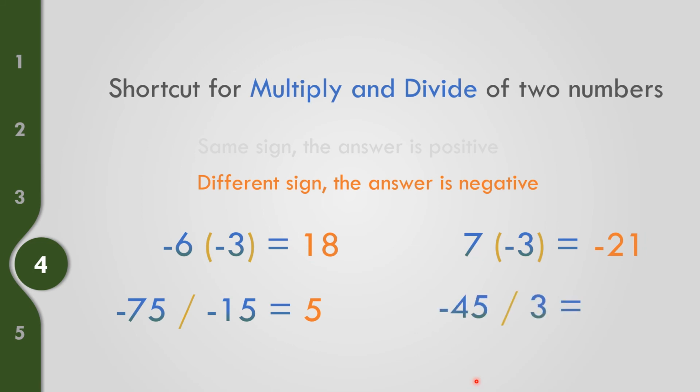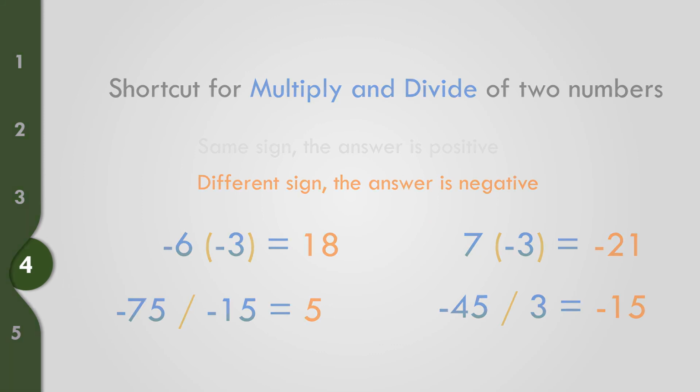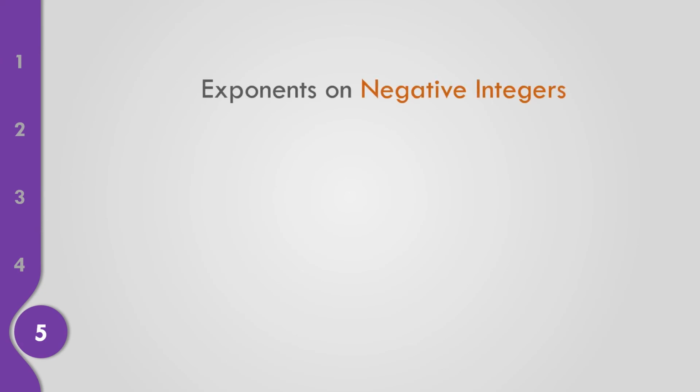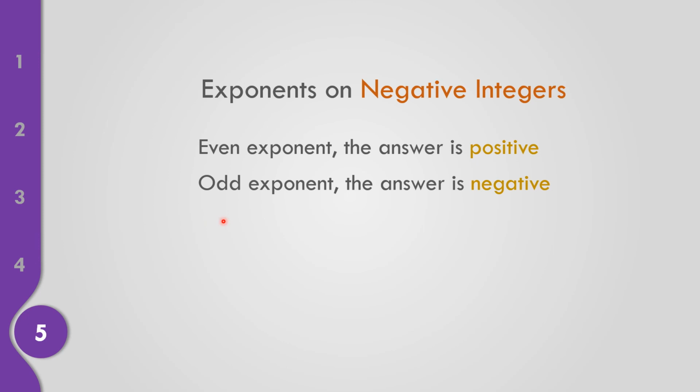How about this one? Negative 45 divided by 3. So it means negative divided by positive. It is negative. So the answer is equal to negative 15. How about the exponents on negative integers? So if the exponent is even, the sign should be positive. If the exponent is odd, the sign should be negative.